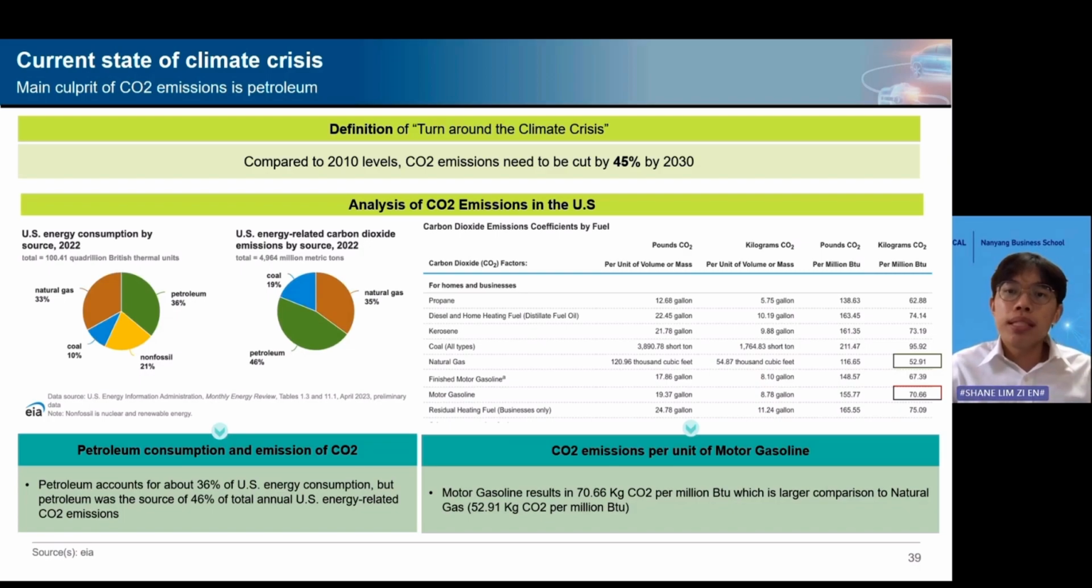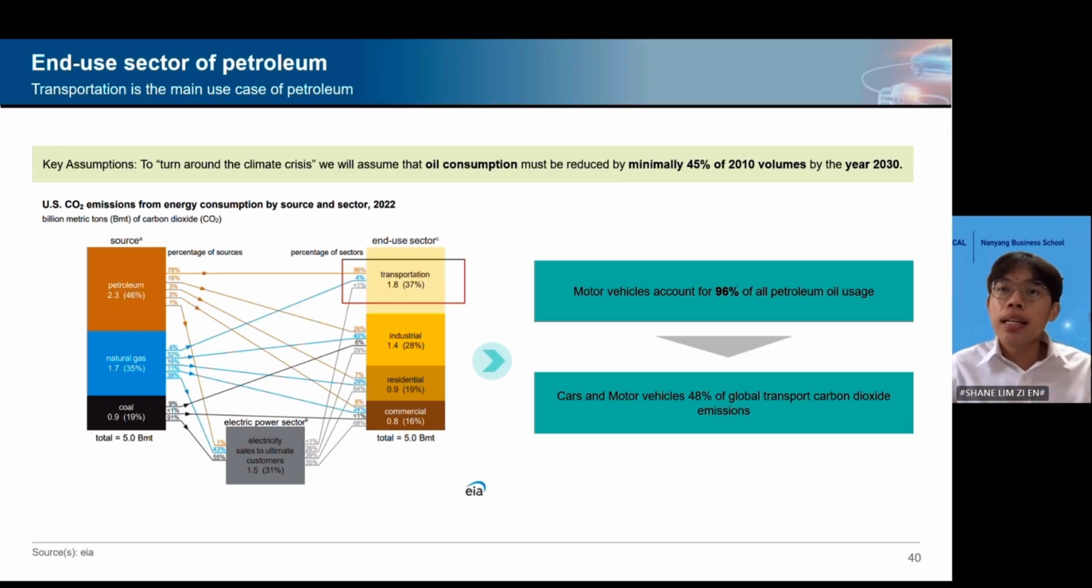This can also be seen when we compare oil to other fuels like natural gas. Therefore, to turn around the climate crisis, we will make the assumption that oil consumption must be reduced by minimally 45% of 2010 volumes by the year 2030.